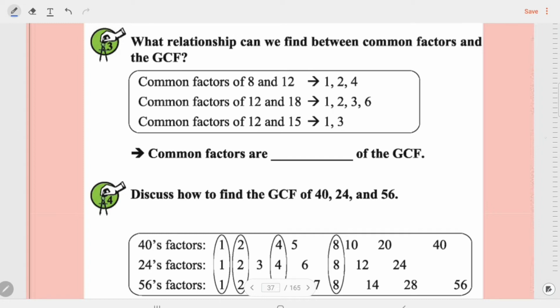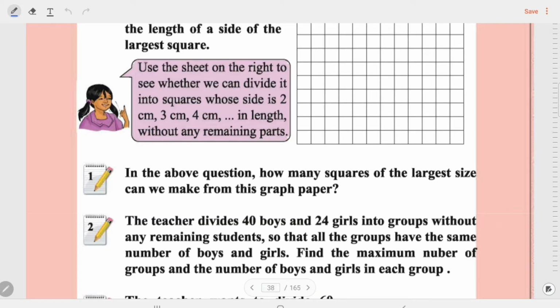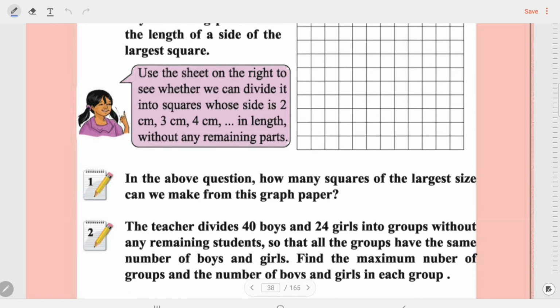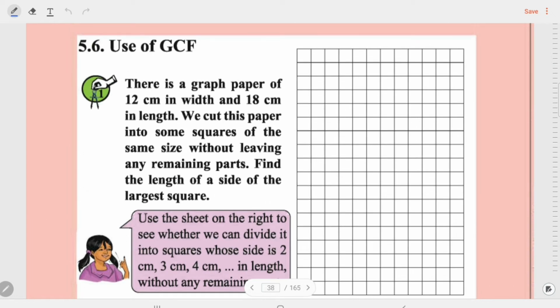Discuss how to find the GCF of 40, 24 and 56. These are 40's factors, these are 24's factors, and these are 56's factors. Okay, see, these common factors are circled here. The greatest among them is 8, right? So the answer is 8. That is how you have to find it.